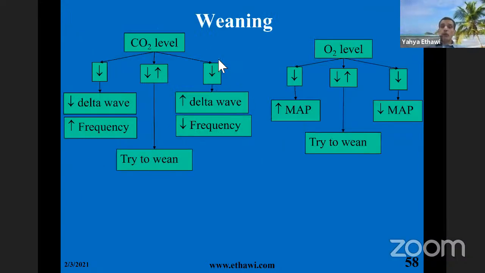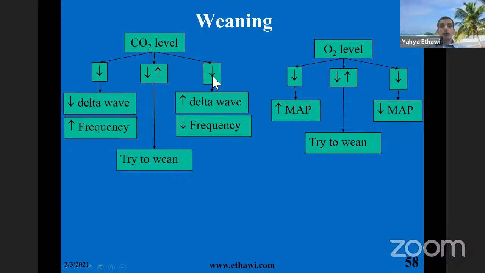So how do we do the weaning? You look at the CO2 level and the oxygen level. If your CO2 is low, then decrease the delta wave by decreasing the difference between amplitude and MAP, or increasing frequency. If your CO2 is high, sorry, this is wrong. This one, and this one is wrong.